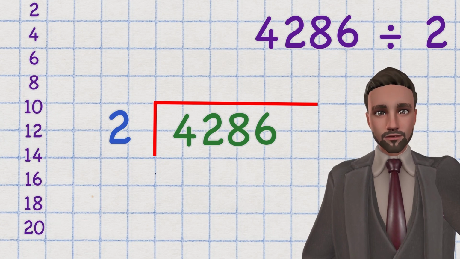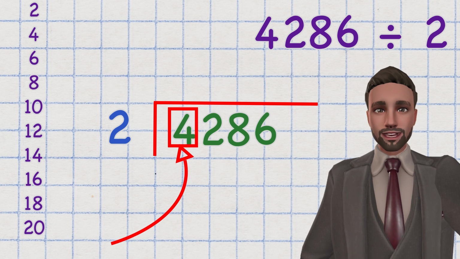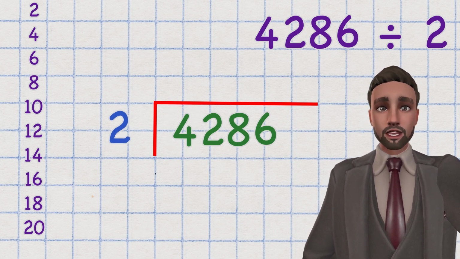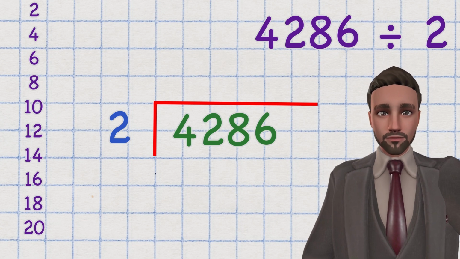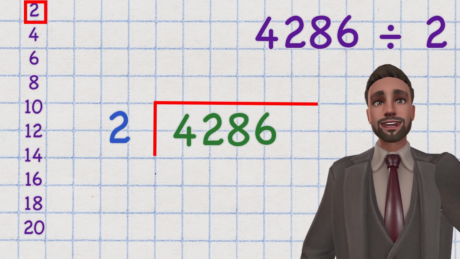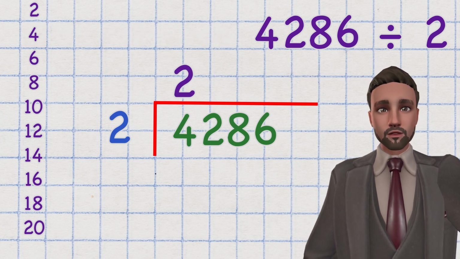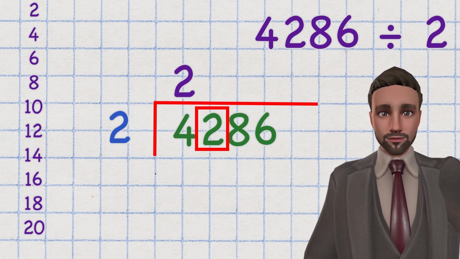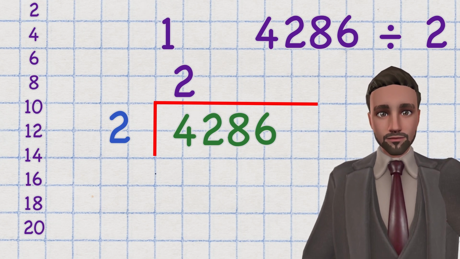So, here they are. Now, I take the first digit in my dividend and see how many times my divisor goes into it. Or I can say, how many groups can I make of my divisor with my dividend? So how many groups of 2 can I make with 4? I count down my multiples and I find 4. So I can make 2 groups. What about the next digit? How many groups of 2 can I make with 2? I can make 1. It's the first number in my multiples.